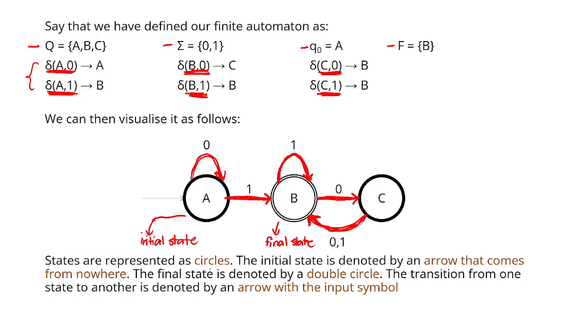States are represented as circles. The initial state is denoted by an arrow that comes from nowhere. And then the final state is denoted by a double circle. The transition from one state to another is denoted by an arrow with the input symbol. Questions so far? Okay, let's proceed.